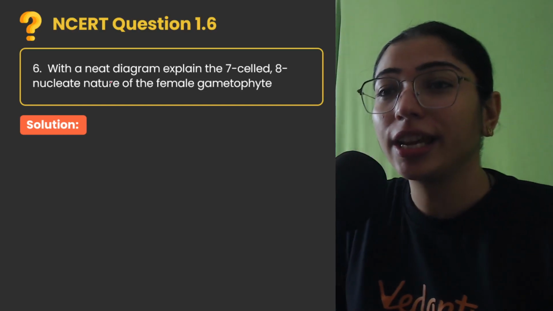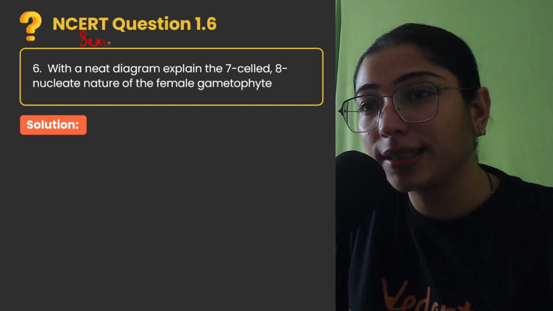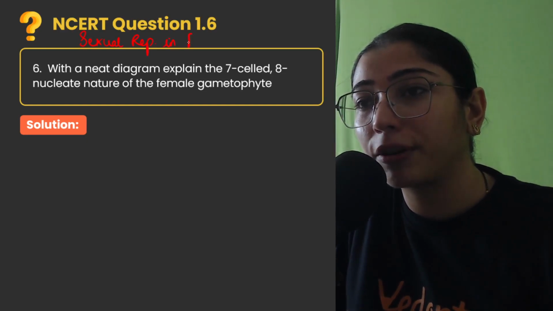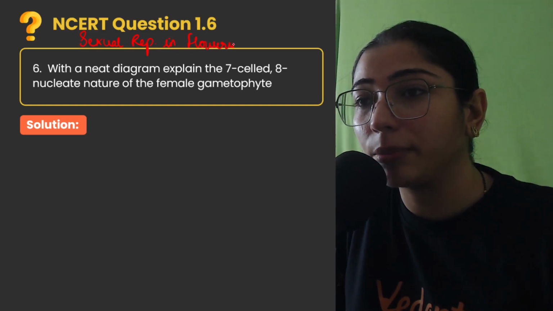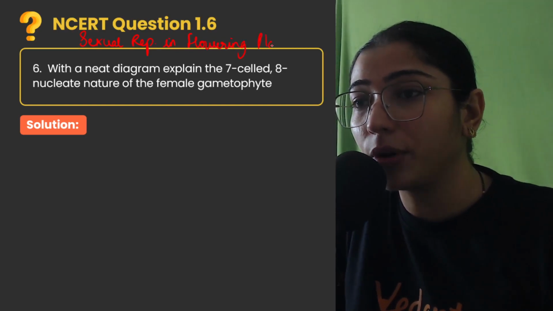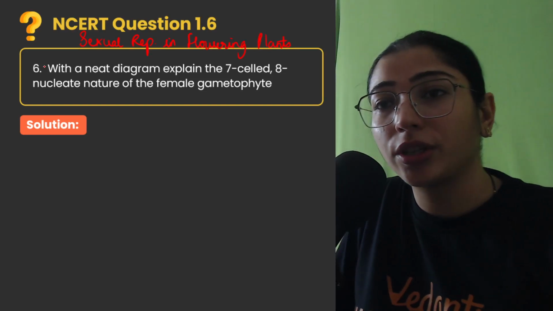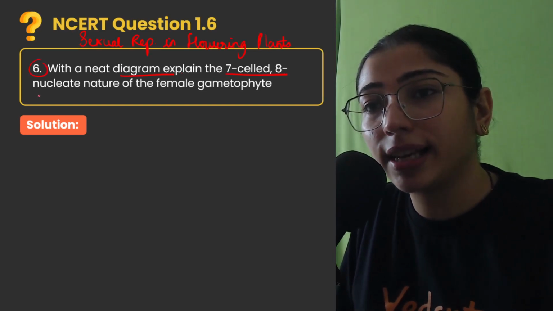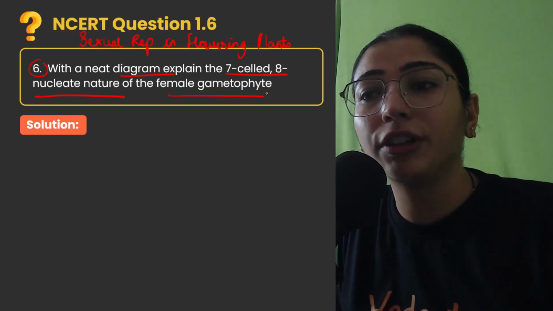And today we are solving the chapter Sexual Reproduction in Flowering Plants. That is your very first chapter from class 12th NCERT book. And children, you can see this is question number 6, which is asking with a neat diagram explain the 7-celled 8-nucleate nature of the female gametophyte.